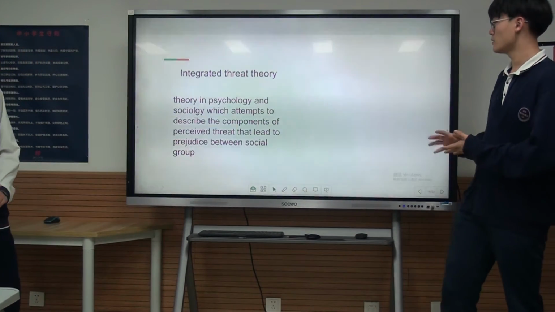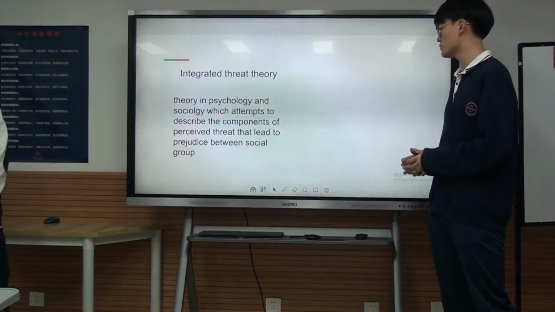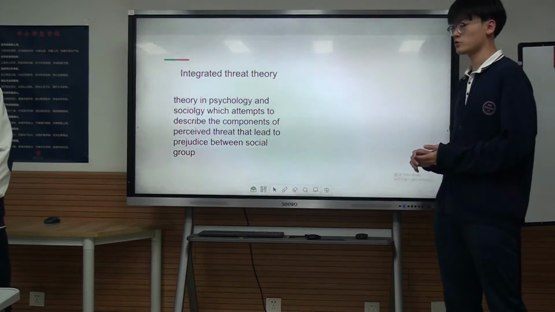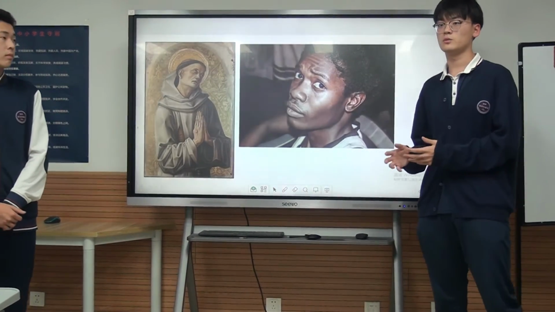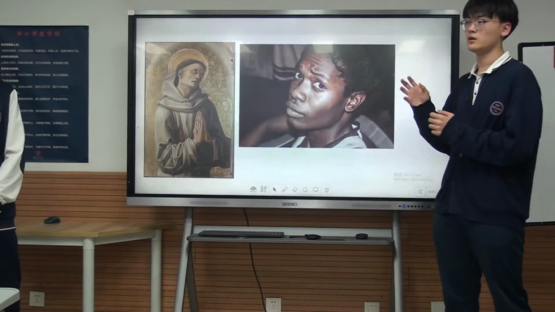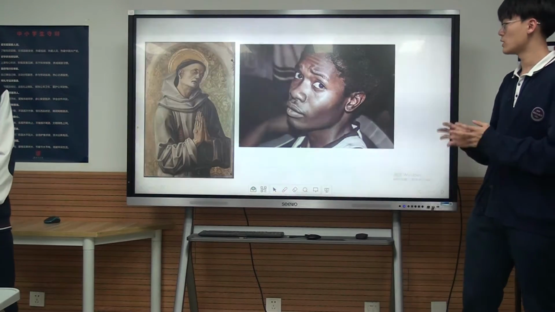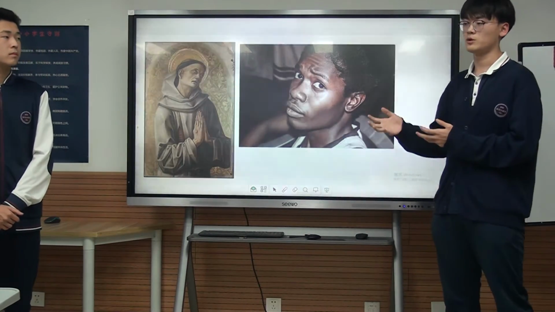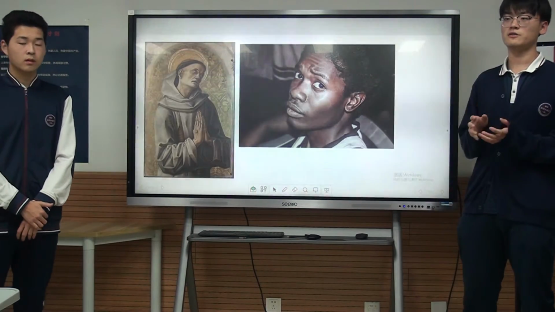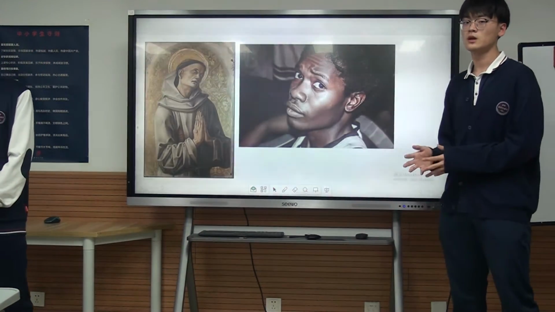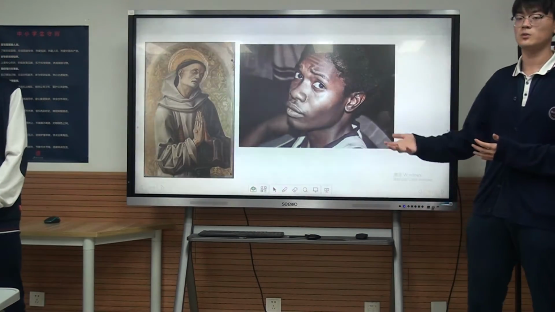So what's that? That is a theory in psychology and sociology which attempts to describe the components of a perceived threat that lead to prejudice between social groups. What that means is that people who have a large population with the same cultural belief or religion or human race always have a prejudice against people with a different religious belief or human race. That may cause those people to be prejudiced against. They do not have enough money to raise their family, with not enough resources, so they must choose to move to another country in order to survive in a better way.